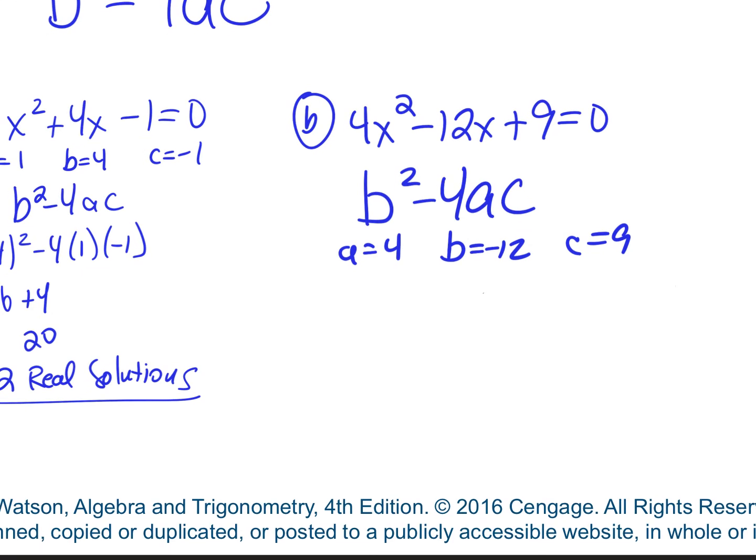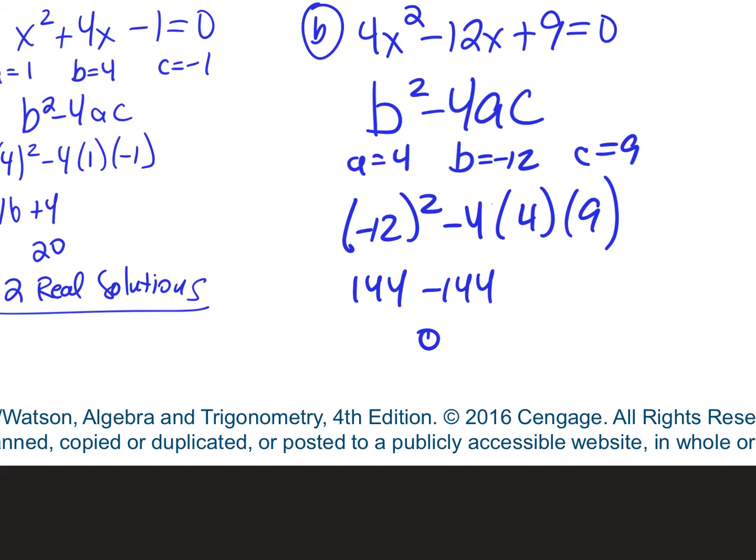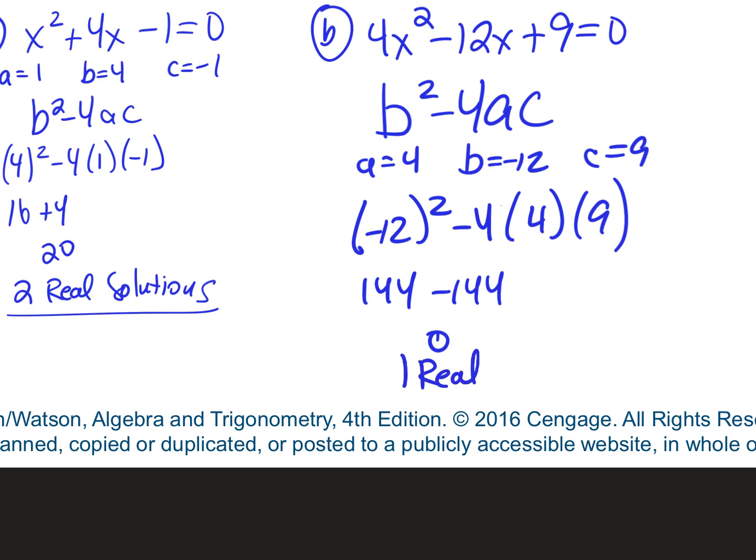Okay. So I have negative 12 squared minus 4 times 4 times 9. What's negative 12 squared? 144. Have we already done 4 times 9 already? Yeah. What was it? 144. What's 144 minus 144? 0. I don't care that the value is 0 numerically, but what does that tell me about the types of solutions I have? I have 1 real solution. Good job. Very good, guys.